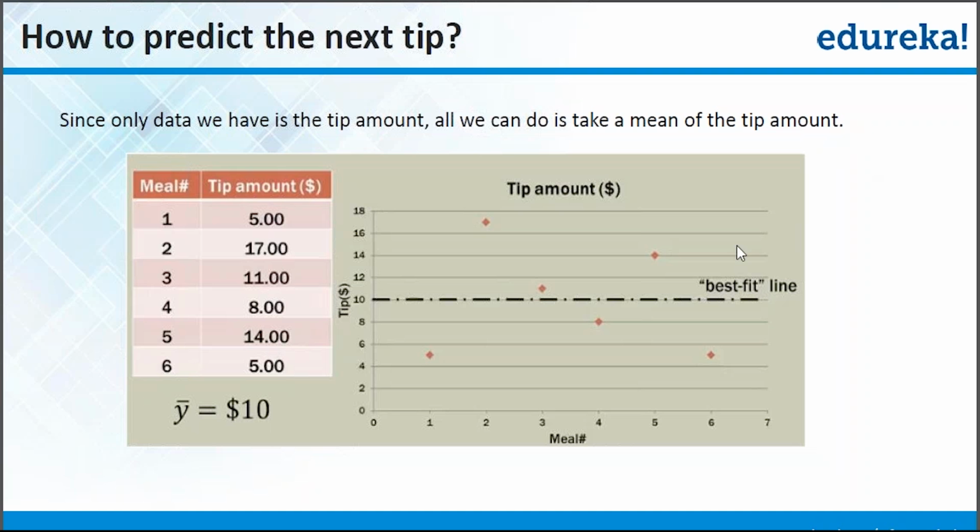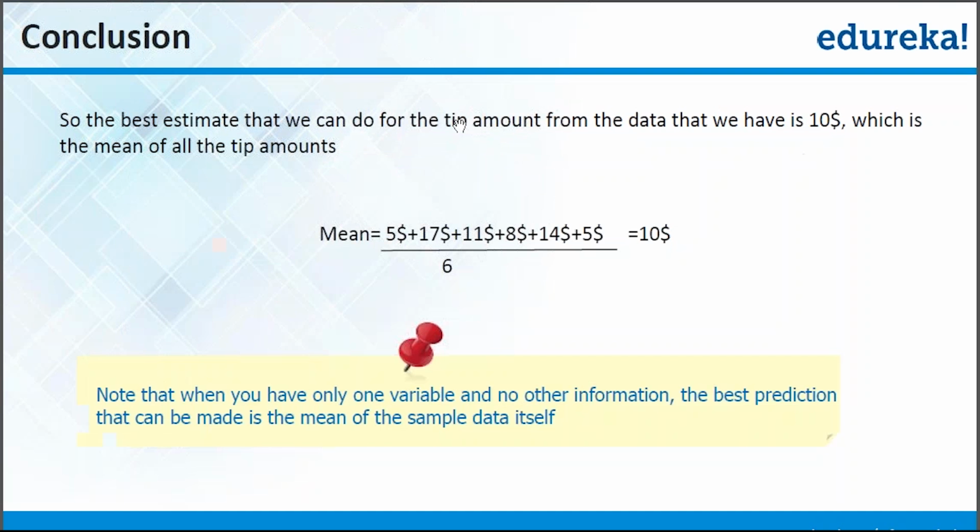So if I draw a line, all the plots you can relate to this centered line, which is calculated out of the mean. Now I can make some sense out of it, right? So let's go a little further to understand what is what. The best estimate is kind of $10 because it is the mean of the tip amounts. Note that you have only one variable, no other information. The best prediction that can be made is the mean itself, correct? When you have only one variable.